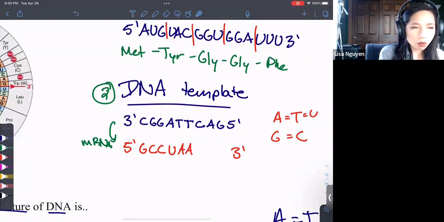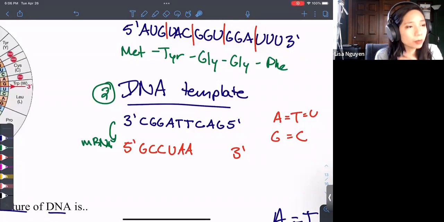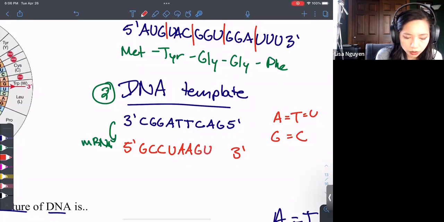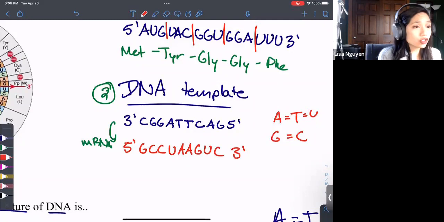So do note how that works there. If A is in your DNA template, then you get U, but if you have T in your DNA template, you will get A, because T exists in DNA while U replaces T within your mRNA strand. And then the last two here, CAG, that would be GUC. There we go. All right, so that's not our answer. That's just the complementary mRNA strand.